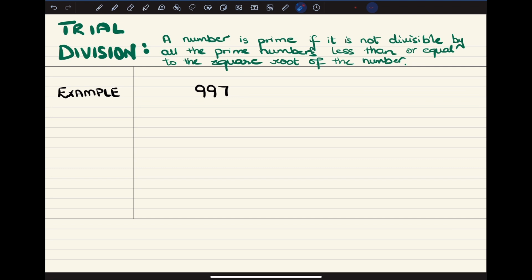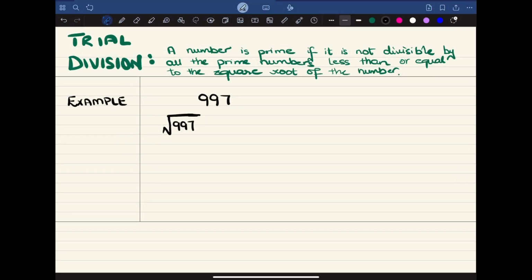Okay, so 997. Let's find the square root of 997. You can use a calculator. From the calculator, we find that the square root of 997 is 31.6, correct to one decimal place. Okay, so I've rounded off the number to one decimal place.